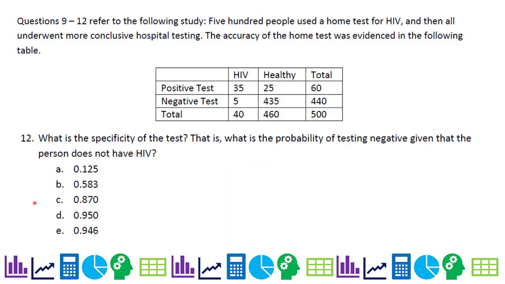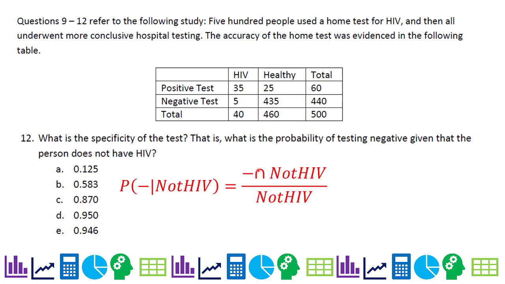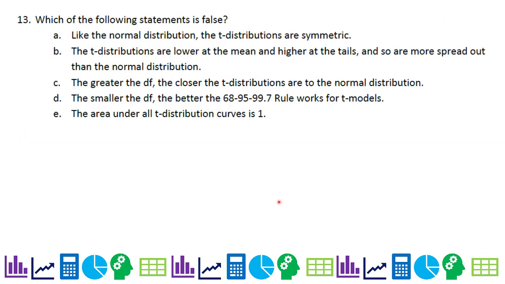Number 12, what is the specificity of the test? That is, what is the probability of testing negative given that the person does not have HIV? So we know that they are in the healthy column. And of those testing negative, we have 435 are negative and not HIV out of 460, which works out to 0.946.